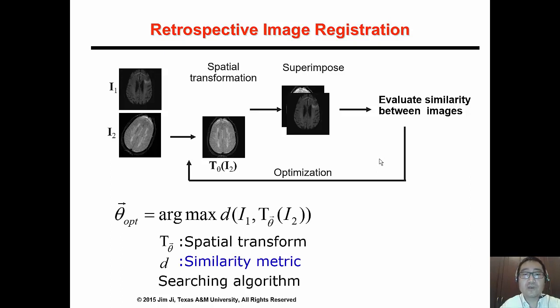All this is done, of course, on the computer, as long as you have these three critical components: the spatial transform that is powerful enough to accommodate the differences between the two, the similarity metric that can measure the structure similarities between the two images, and the optimization method that can search for the optima.